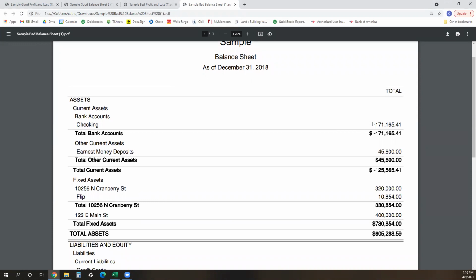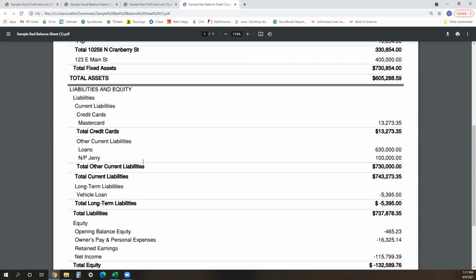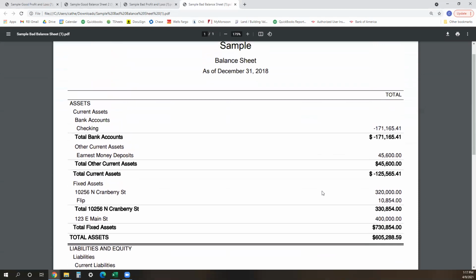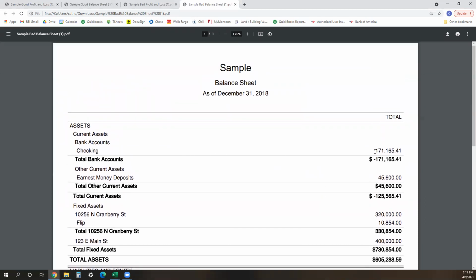Going through some of these accounts, you'll show on your balance sheet your assets, your liabilities, and your equity. Assets in real estate being your checking account, a savings account, earnest money deposits, properties, notes receivable, things like that. Your liabilities being credit cards, notes payable, property loans, vehicle loans, if you have those. And then your equity being what you've invested into the business, what you've drawn out, and the income that the business has produced. So starting at the top with assets, we've got a checking account here.